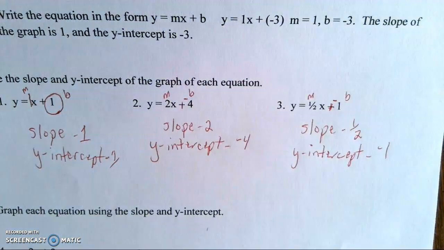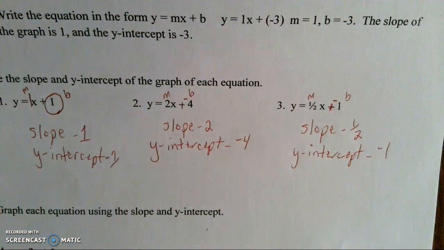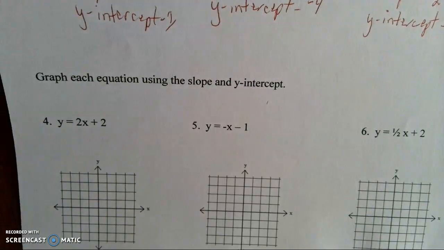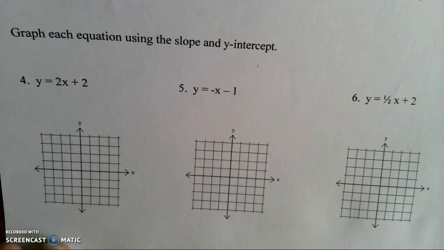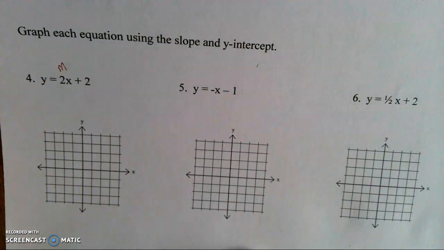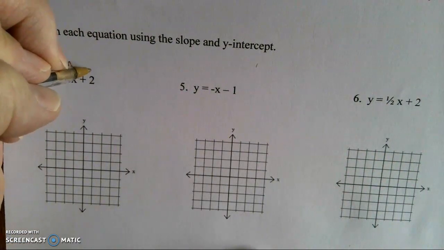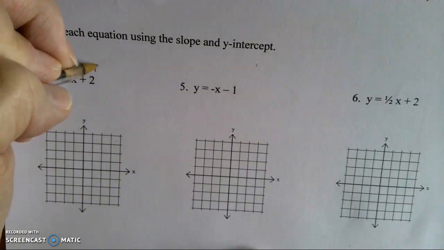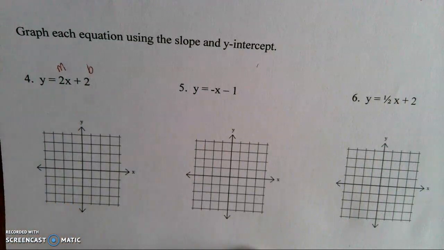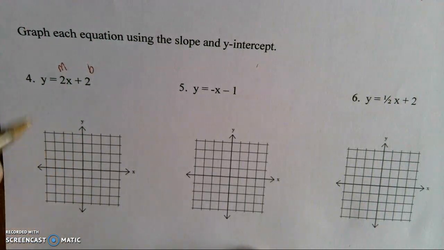And now that we know what the equation is, we can actually graph this without having to set up a table. So let's see how this is going to look. I have y equals 2x plus 2. So I know that m is my slope, and I know that b is my y-intercept. So let's start with the y-intercept. I know that the y-intercept is 2. The y-intercept is where the line is going to cross the y-axis.